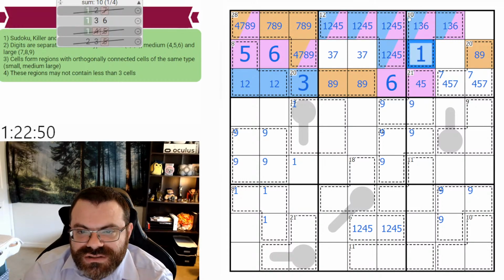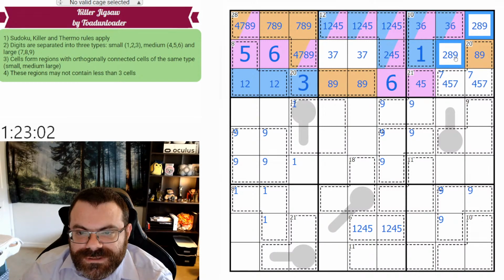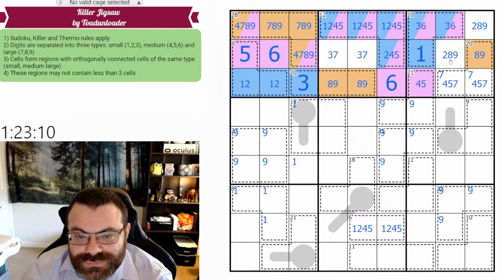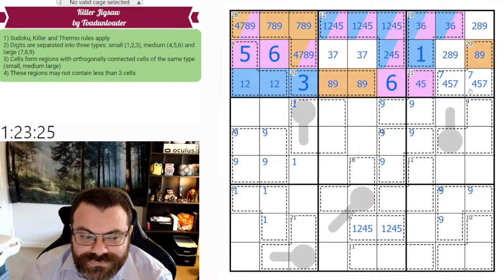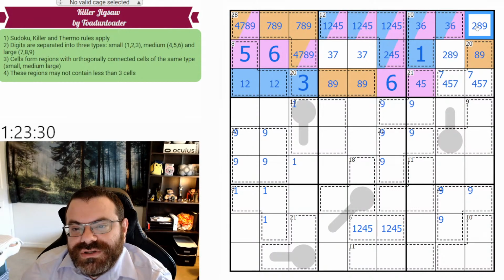Oh, the 3, 7 looks over, making this a 1. It's not 1. So what's actually left here? We need a 2, 8, and 9. Don't think you can put a 2 in the corner. Okay, so coloring logic here.